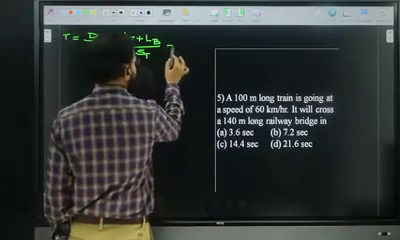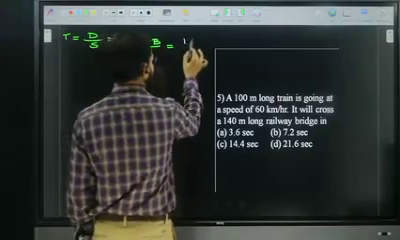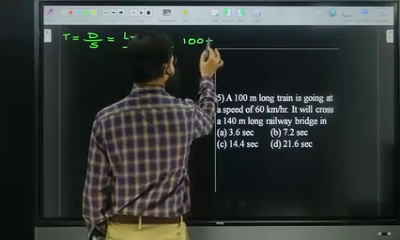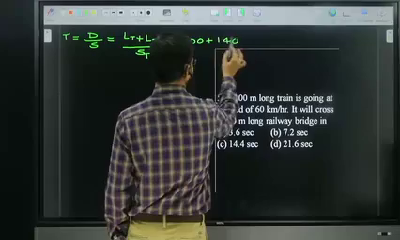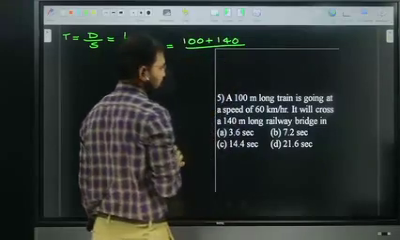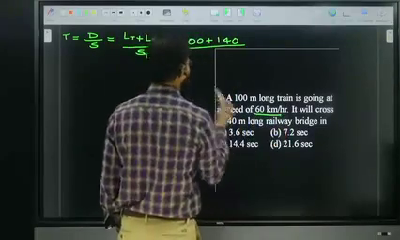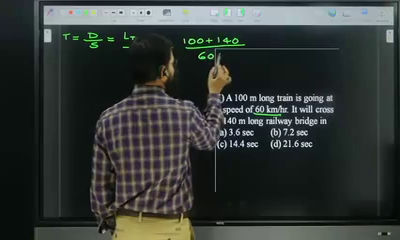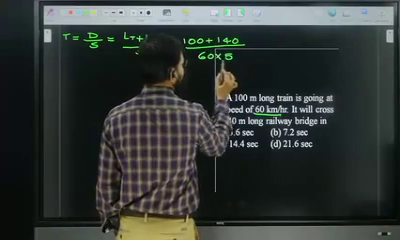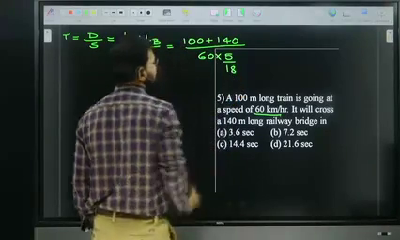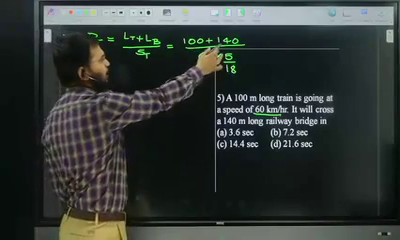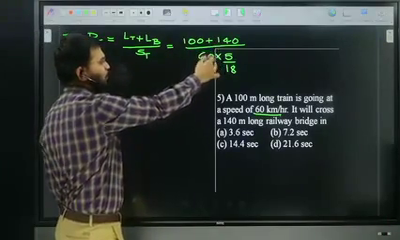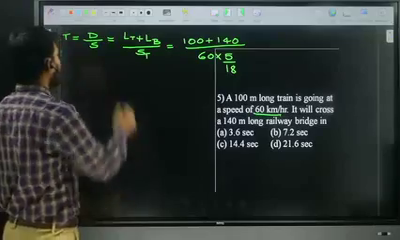Here length of the train is 100 meters, plus length of the bridge 140 meters, divided by speed. Speed is 60, but convert it into meter per second, 5 by 18. Look at me, all of you. This is 100 plus 140, 240, 240 by 60 into 5.